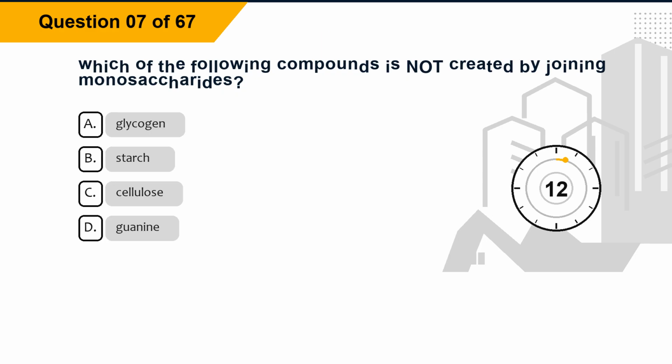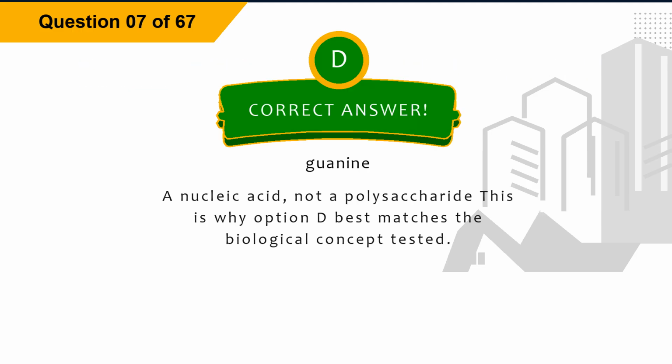Question 7. Which of the following compounds is not created by joining monosaccharides? Option A, glycogen. Option B, starch. Option C, cellulose. Option D, guanine. The correct answer is Option D, guanine. Explanation. Guanine is a nucleic acid, not a polysaccharide. This is why Option D best matches the biological concept tested.